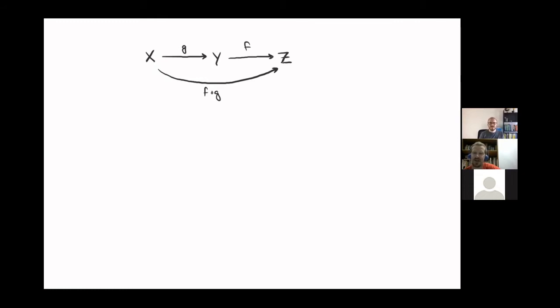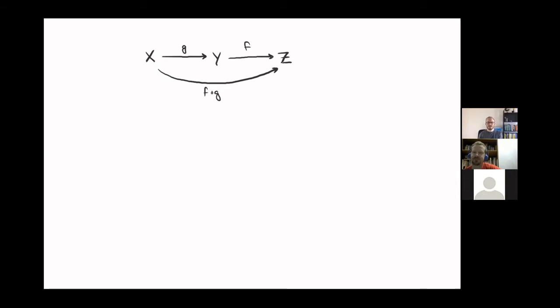And so is it correct to say that's a demonstration of the relation, that you could go from X to Y through G and then Y to Z through F, or you could just go straight from X to Z through F after G? Yeah. And the point is that those would be the same thing.